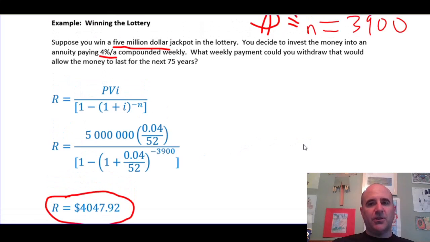So that's every week you could withdraw over $4,000 a week because you have $5 million. That's an incredible amount of money. You can definitely live off of that quite happily.